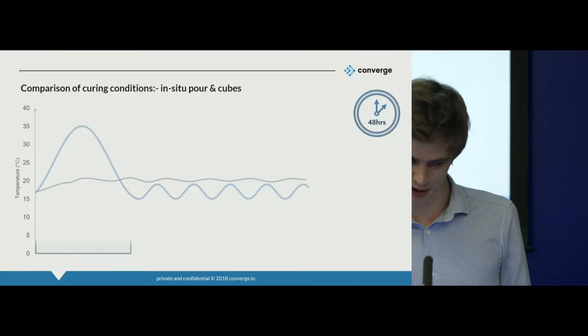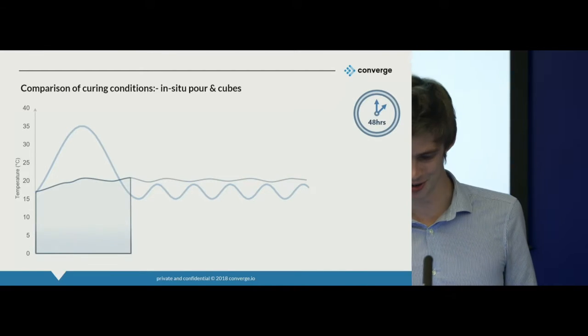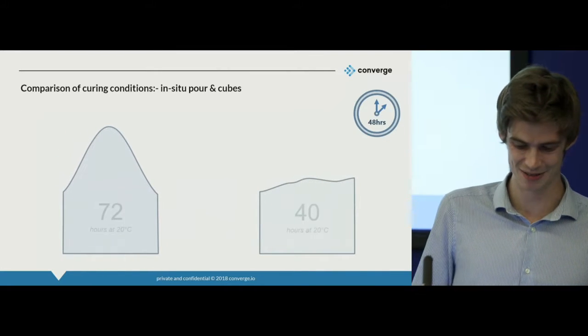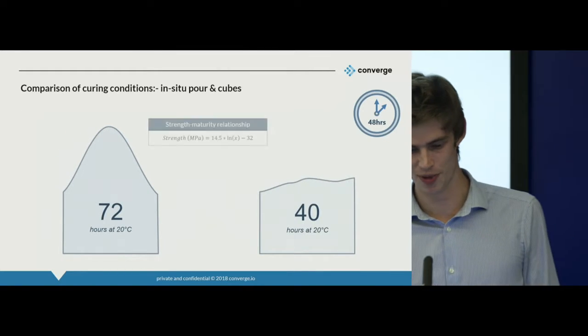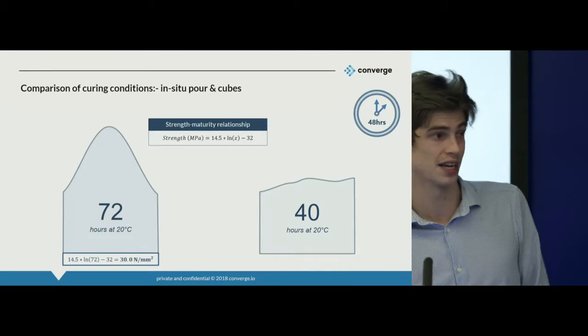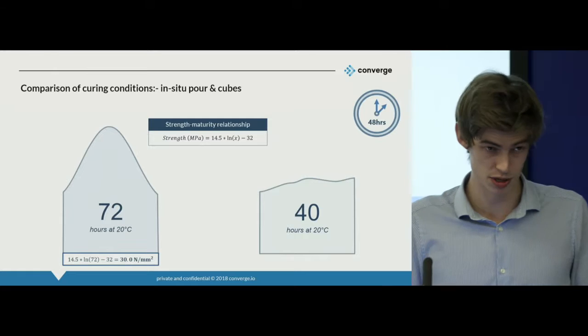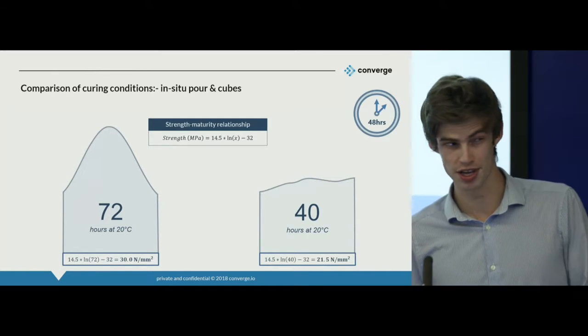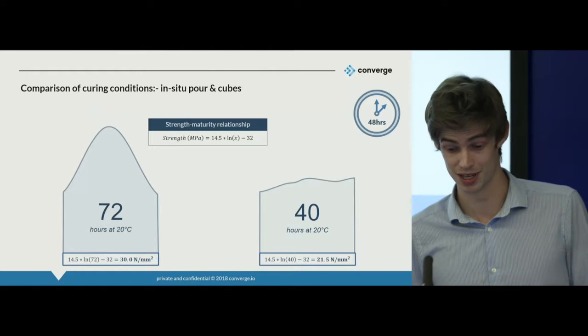So when we perform a nice math, which I've just explained to you all and you'll all understand perfectly, we can integrate underneath these curves, determine their maturity, and from that we can calculate their value of strength. So as you see, the in situ concrete itself is around 30 newtons per millimeter squared, or megapascals, whereas our cube is actually a lot weaker. It's at 21.5 newtons per millimeter squared.